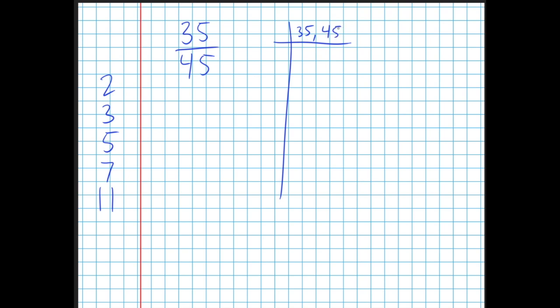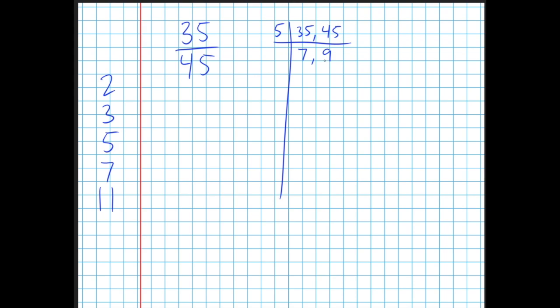And thinking about it, it looks like 5 is going to work right away. So I'm going to use it. 35 divided by 5 is 7, and 45 divided by 5 is 9. So now I ask myself, will any of my prime numbers help me to break down 7 and 9?